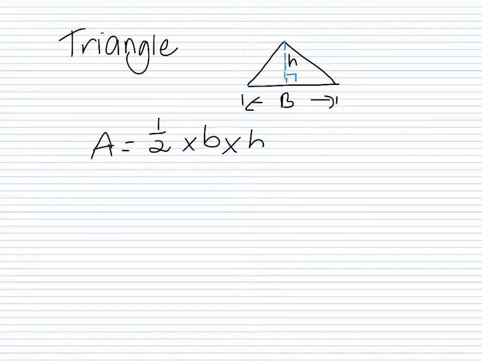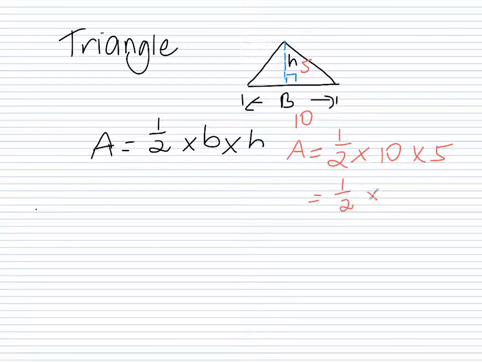So let's use an example now. Let's say here our base is 10 and our height here is 5. So we would calculate it as 1/2 times 10 times 5. If we wanted to break it down further, if you're working it out in your head, it would be half times 50, because 10 times 5 is 50. Half of 50 is 25.